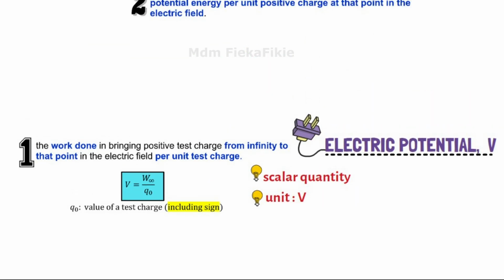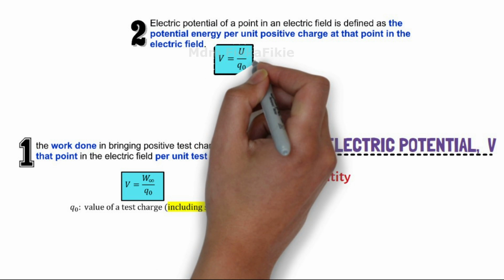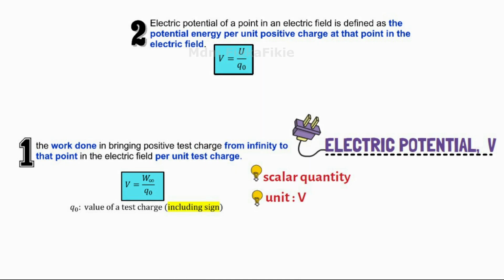And the second point about electric potential of a point in an electric field is defined as the potential energy per unit positive charge at that point in the electric field. So, apa dia relationship antara electric potential dengan electric potential energy? V is equal to U over Q naught. Kalau you tengok, equation V equal to W over Q is similar with V is equal to U over Q. Work unit dia adalah joule, U juga unit dia adalah joule. So, dia sebenarnya adalah benda yang sama.